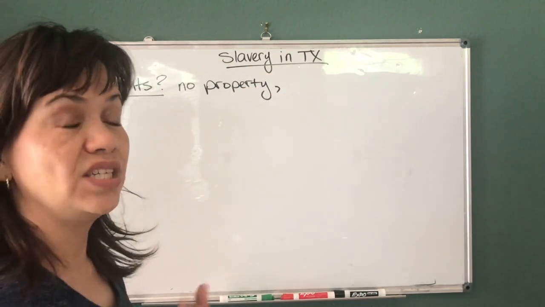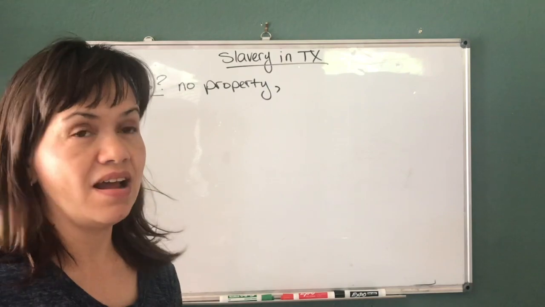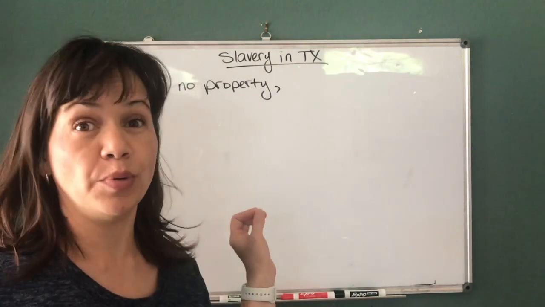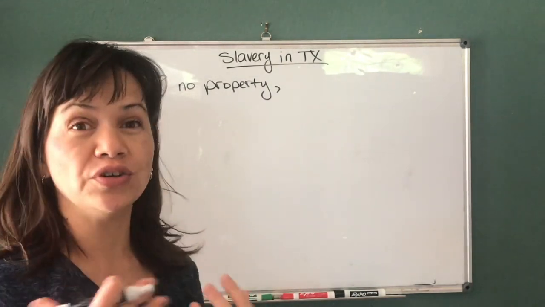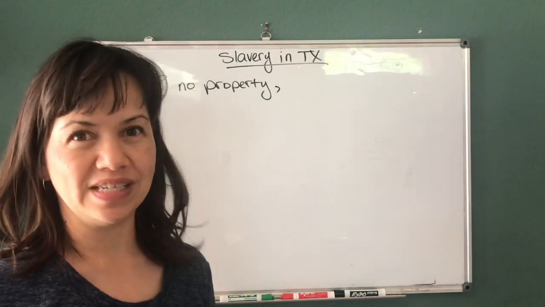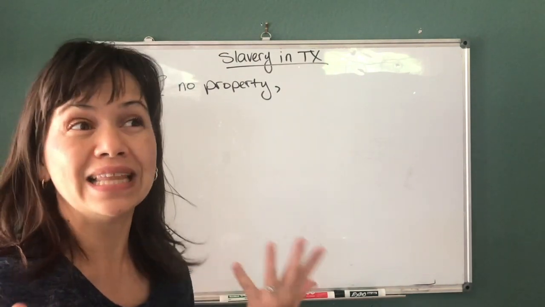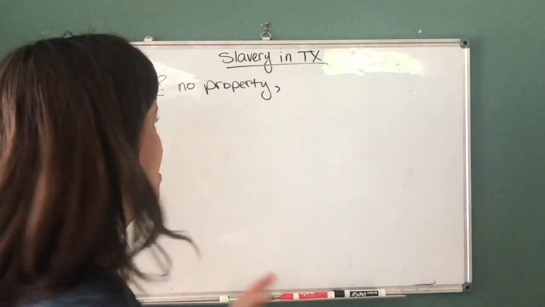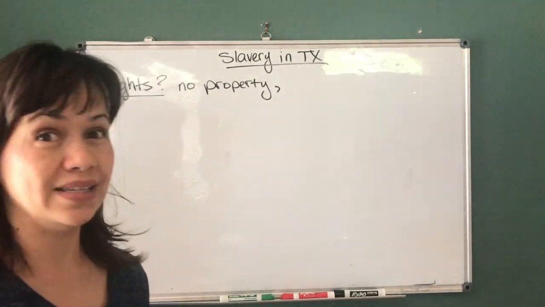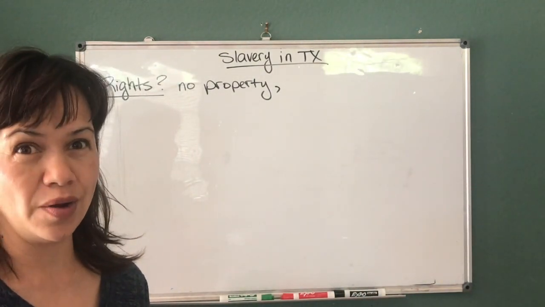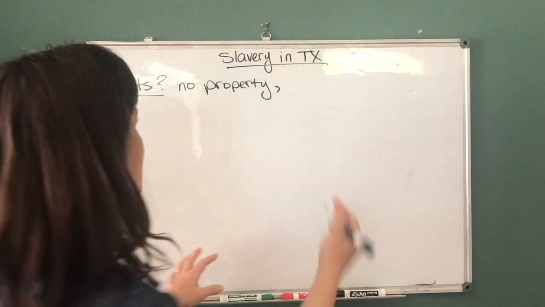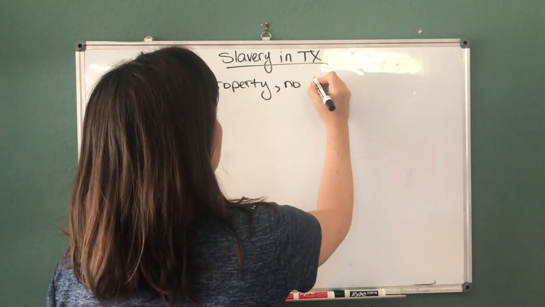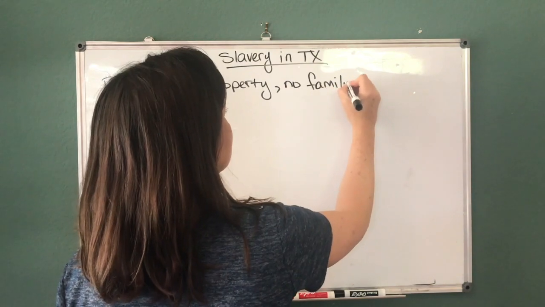They had no rights. They could get married, but a husband and a wife could be separated if an owner decided to sell the husband or the wife to somebody else. They were not legally bound to sell both of them together. So no marriage or family rights. So children were taken away from families of slaves. So no family or marriage rights.